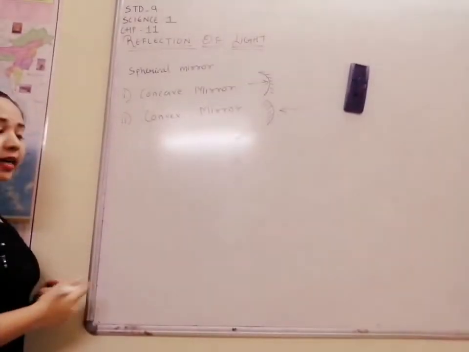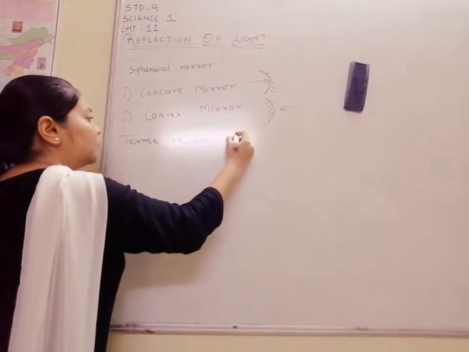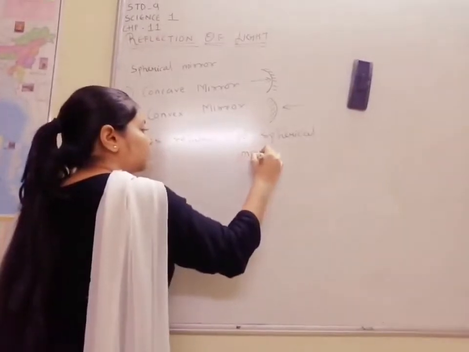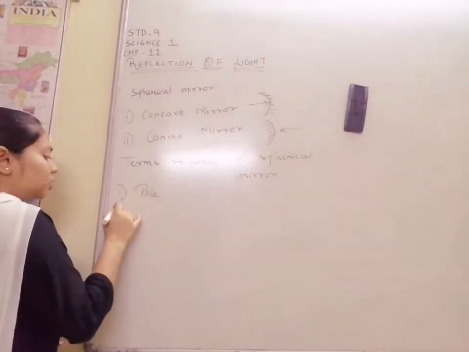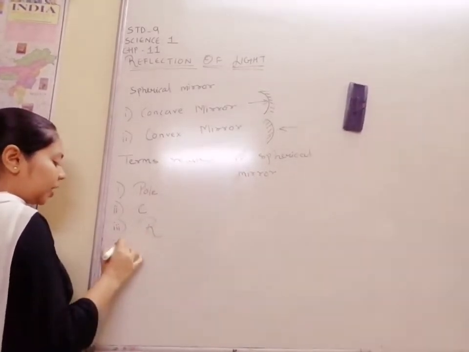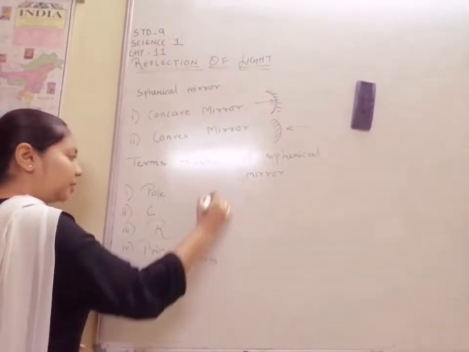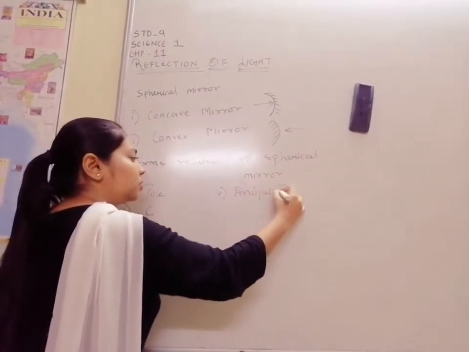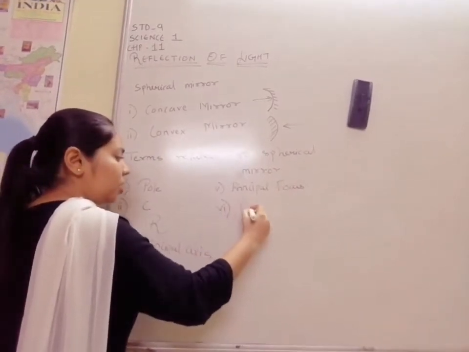Then we studied terms related to spherical mirror. And what were they? It was pole, center of curvature, radius of curvature, then there was principal axis, then principal focus, and what? Focal length.